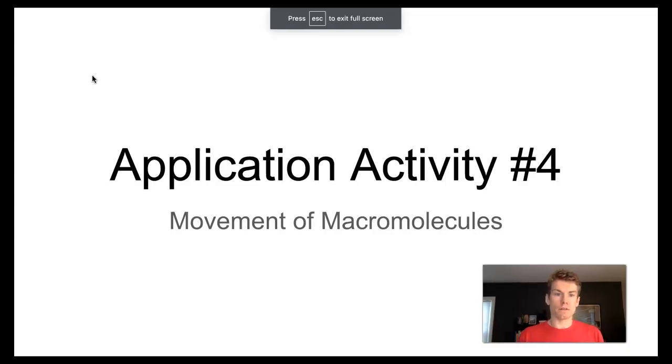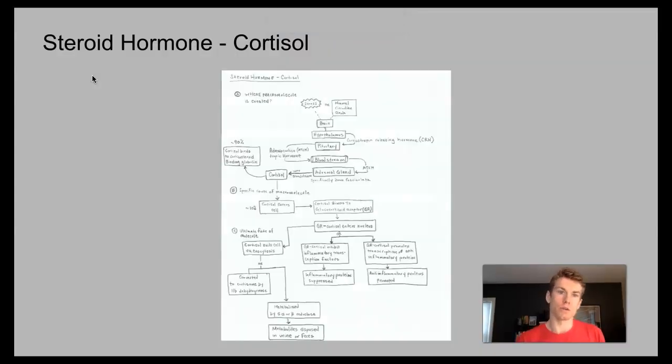All right, so my first macromolecule is a steroid hormone, cortisol. Cortisol is a specific type of steroid hormone classified as a glucocorticoid, important to the human body's ability to respond to stress by helping it prioritize energy stores throughout the body.